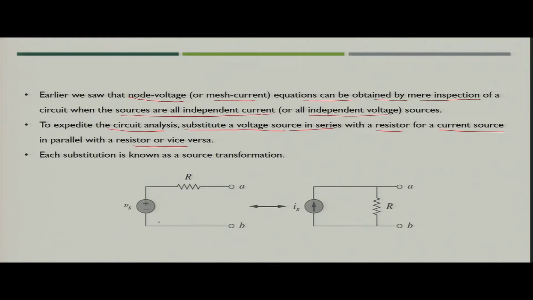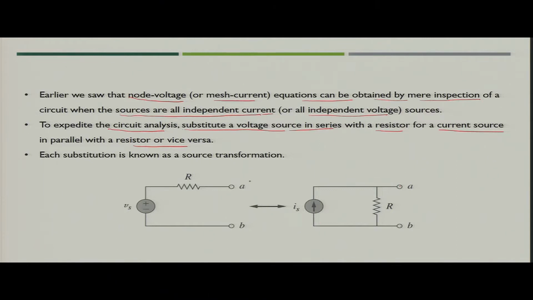If you see the figure, between terminals A and B you have one series resistance R and one voltage source Vs connected. Now, the source transformation technique says that if the voltage current relationship at terminals A and B is the same for both circuits, then this can be represented as an equivalent circuit using one current source in parallel with resistance R.